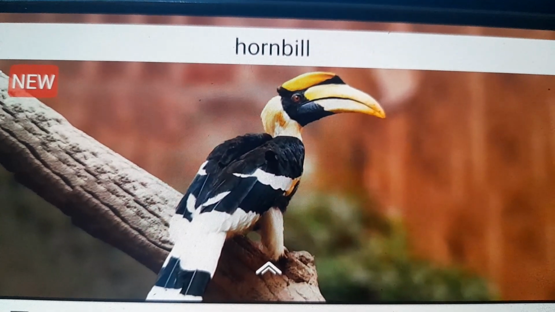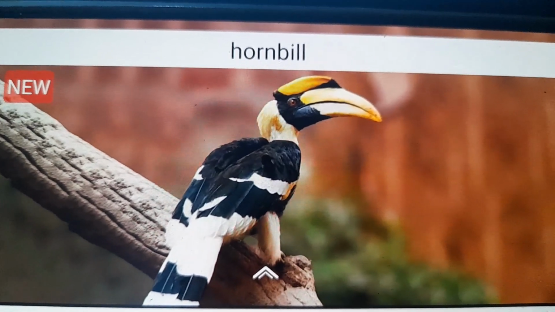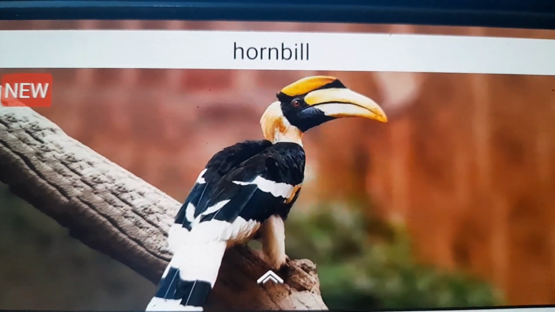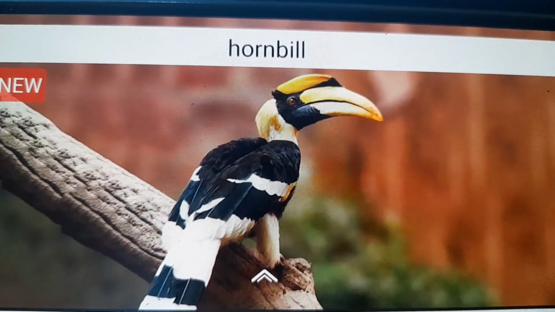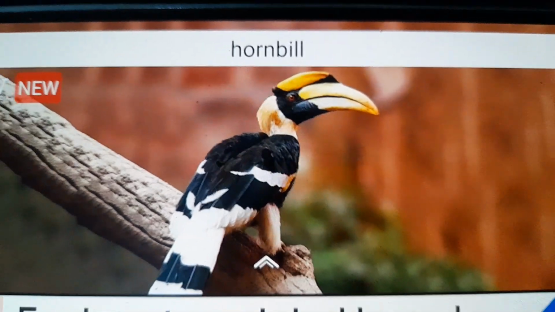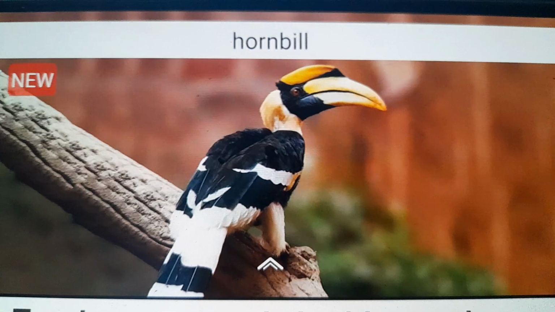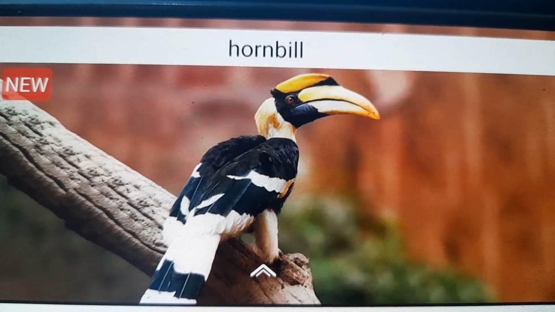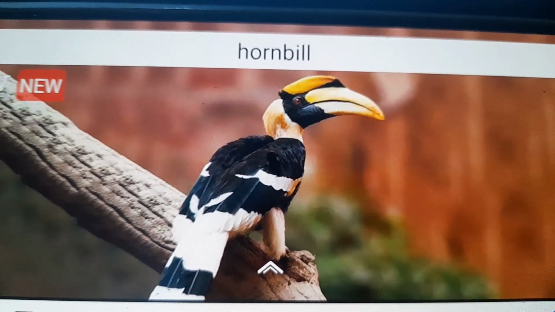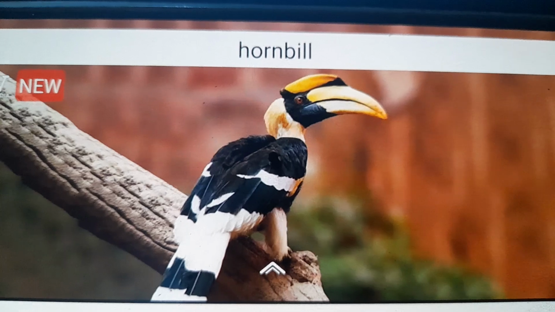Open. Open. Open. Surprise. Wow. It's a raccoon. Yay. Come on. Let's draw the raccoon.